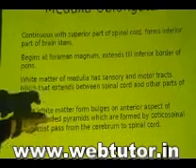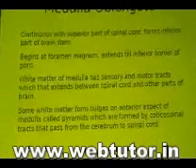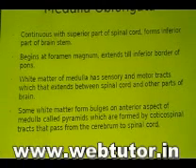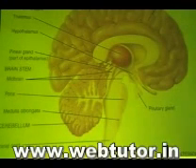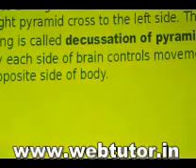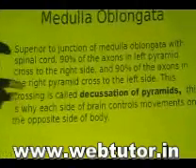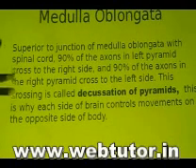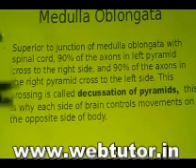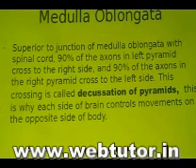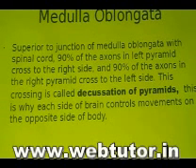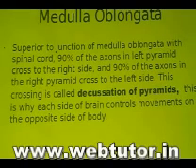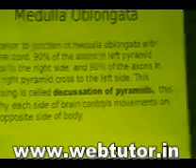Some white matter form bulges on the anterior aspect of the medulla called pyramids. Okay, did you understand what are pyramids? Somewhere over here, there are pyramids. Superior to the junction of medulla oblongata with spinal cord, 90% of the axons in the left pyramid cross to the right side, and 90% of the axons in the right pyramid cross to the left side. This crossing is called a decussation of pyramids.